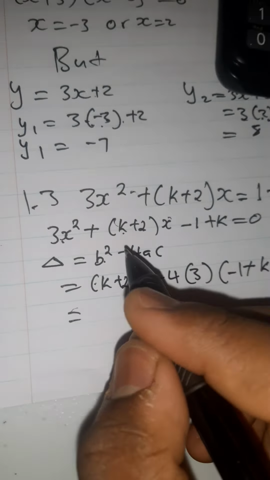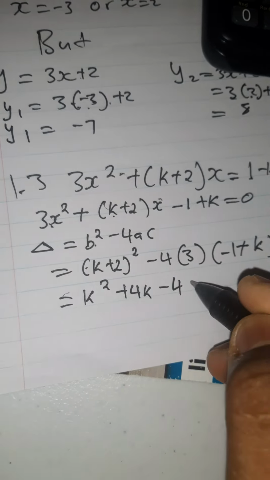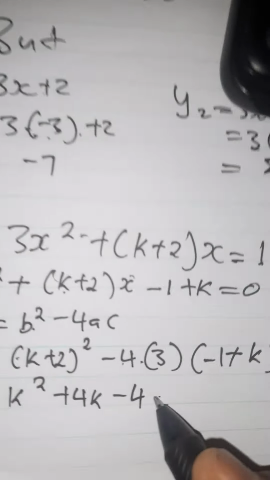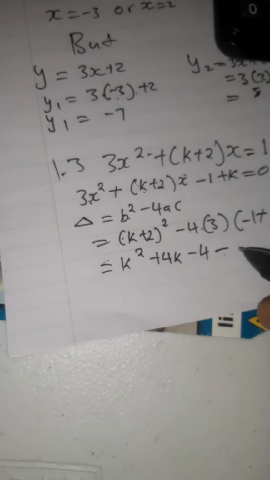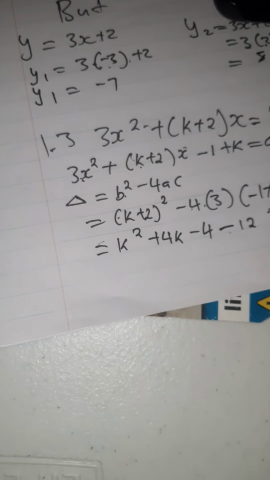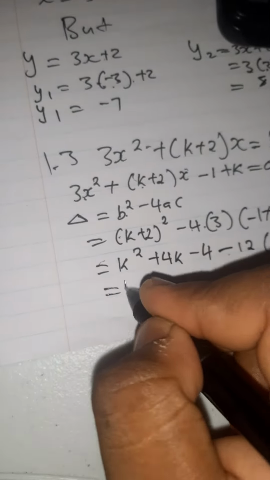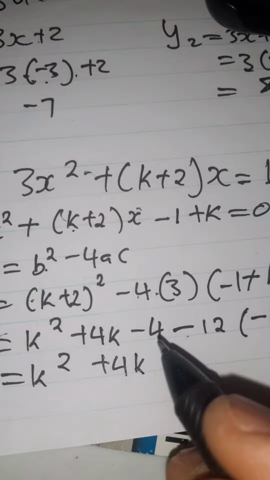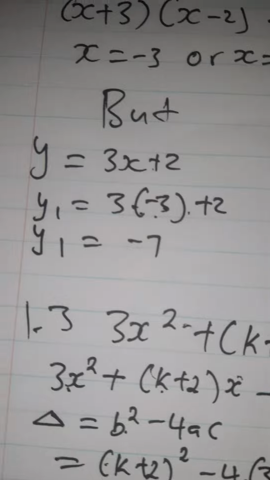(k + 2)² is k² + 4k + 4. Then negative 4 times 3 is negative 12, and negative 12 times negative k is the same as k² plus 4k, so minus 4 minus 8 minus 4 minus 12.